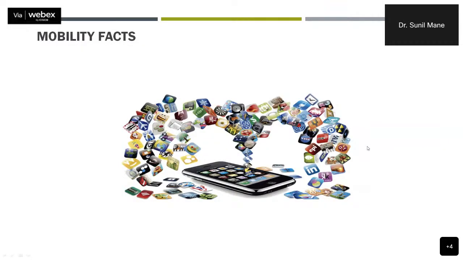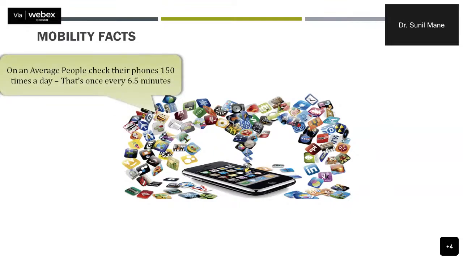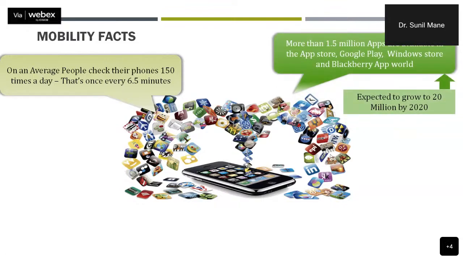Then mobility facts. The data getting generated day by day is huge. On average, people check their phones 150 times a day. Can you imagine this? That's once every 6.5 minutes. It might be more in some cases, this is just the average timing. I'm just putting it to you.